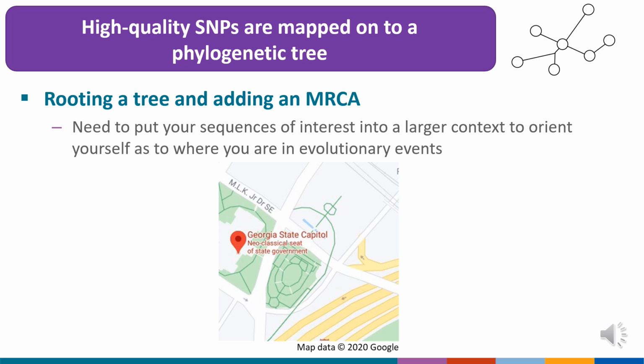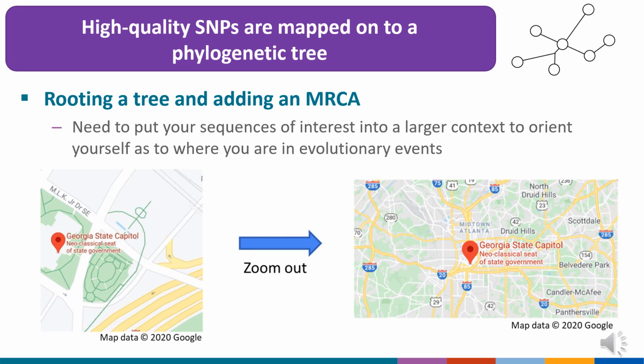An analogy would be if you were visiting Atlanta and wanted to go see the state capitol. This super zoomed-in map wouldn't be very helpful in trying to figure out how to get there because you can't see where it is in relation to where you're coming from. But if you zoom out, you're better able to see which direction you'll be coming from, so you'll know which way to turn as you get closer.